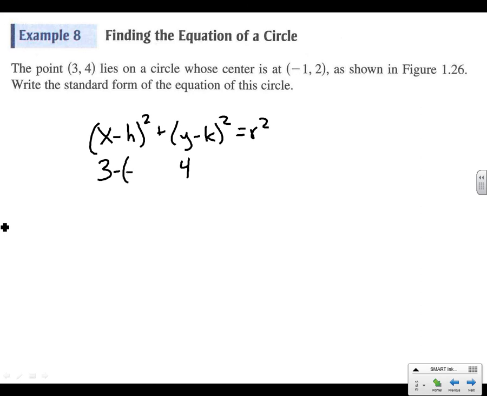So we're going to try to write the standard form. So we have, let me write it in again, x minus h squared plus y minus k squared equals r squared. And let's plug some things in here. The point 3, 4 lies on this circle. 3 is an x value. 4 is a y value. The center is at -1, -1. The x value at my center is h.